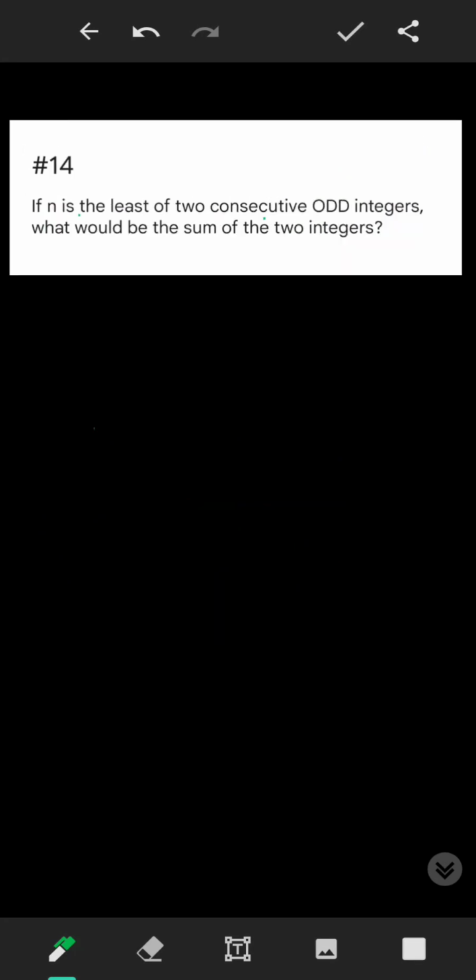All right, the question asks, if n is the least of two consecutive odd integers, what would be the sum of the two integers? Keyword here is going to be odd, okay? We're starting with n, and the next number is going to be an odd number. Well, think about it. If the first number is n, the next number is an odd number, how many jumps is it going to take to get there? Let's just do an example.